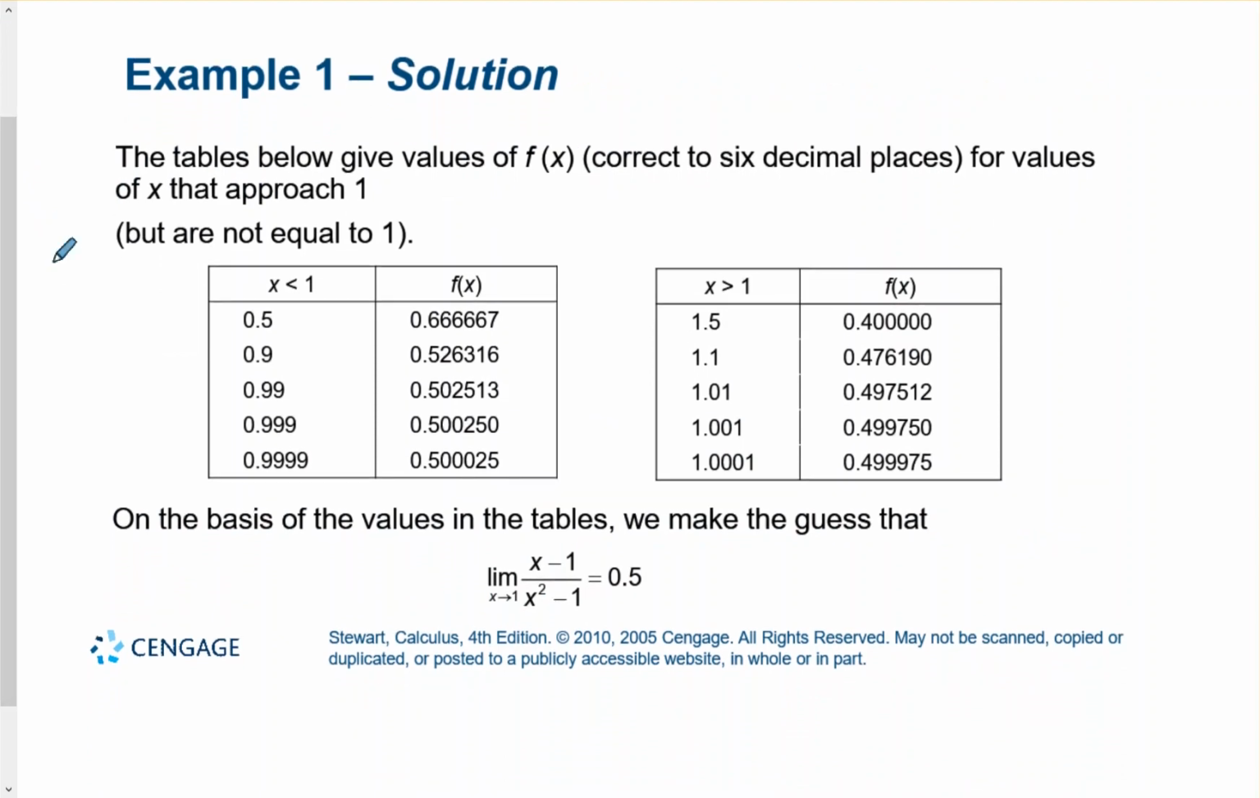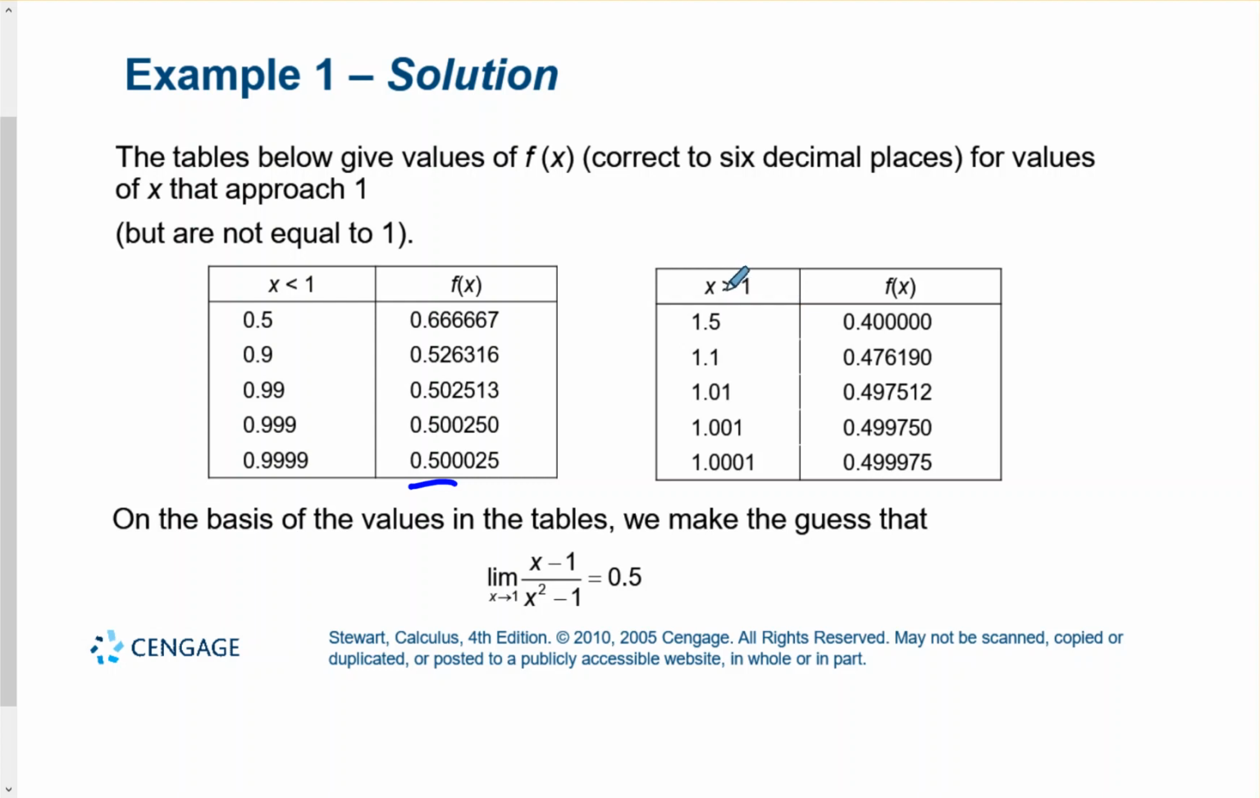In the table form, if we're looking to the left of 1, like 0.5, 0.9, 0.999, it appears to be approaching a value of 0.5. You see the decimal here: the zeros after the 5 increase as you add another 9 at the end of the decimal.